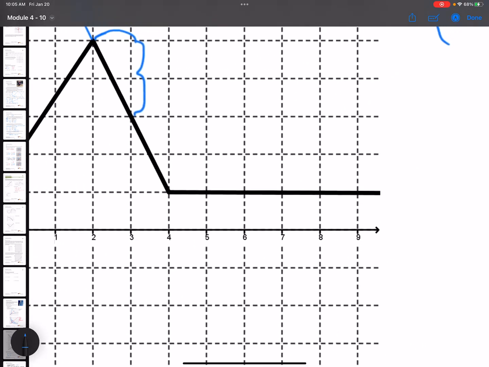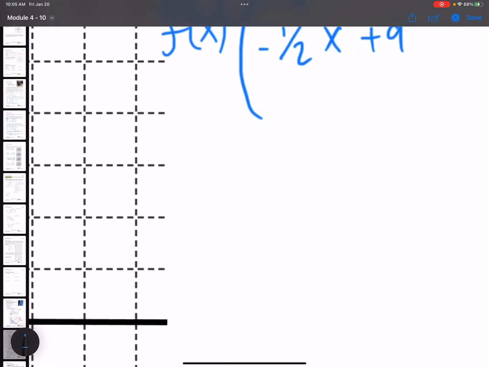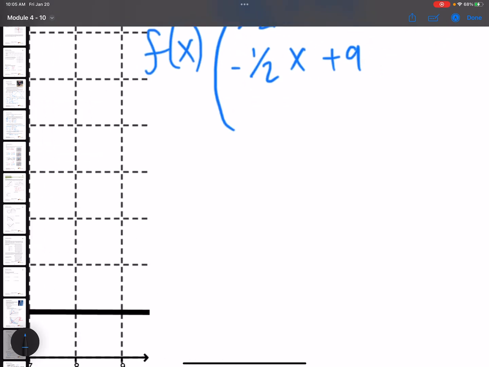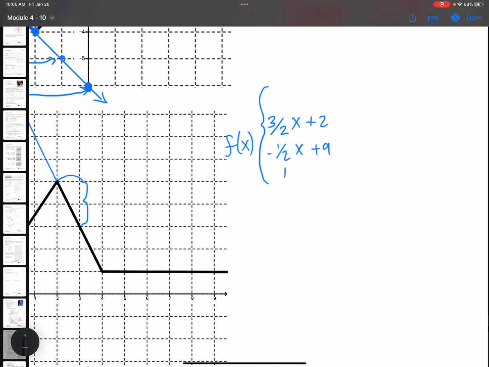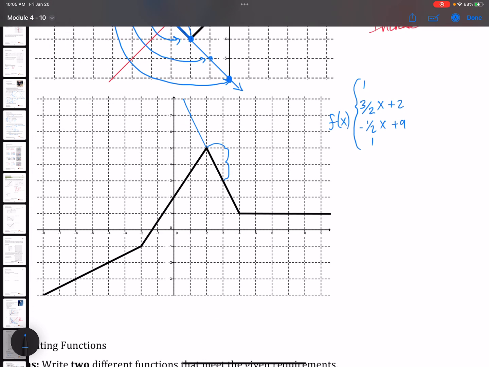Finally, the last one. What is this slope? That's the funny thing about slope. Is it just 1? 0. It's 0x, so anything times 0 is 0, so we do not need to include that. But what would the y-intercept be? 1. So all we have to do is just say 1. There we go.